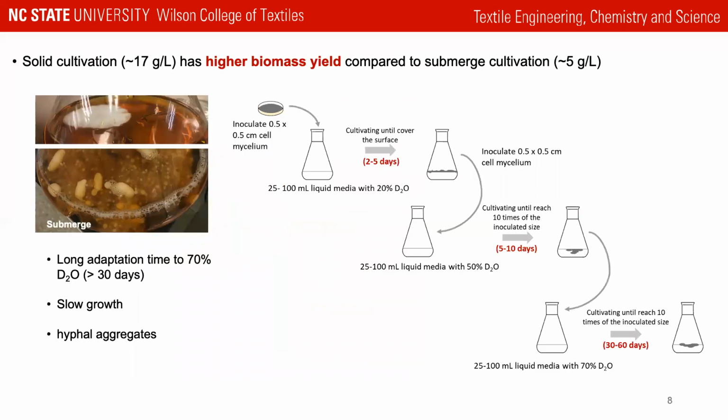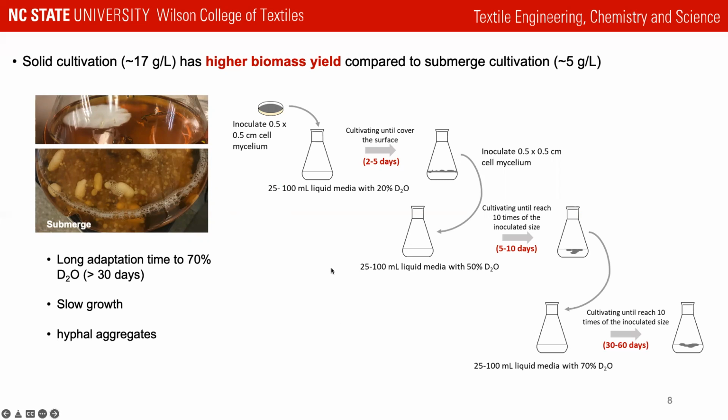Without adaptation steps, Rhizopus oryzae growth was limited to 40% D2O concentration in a liquid media. Therefore, an adaptation process is required to grow Rhizopus in higher D2O concentration. However, adapting Rhizopus to 70% D2O liquid media took more than one month.